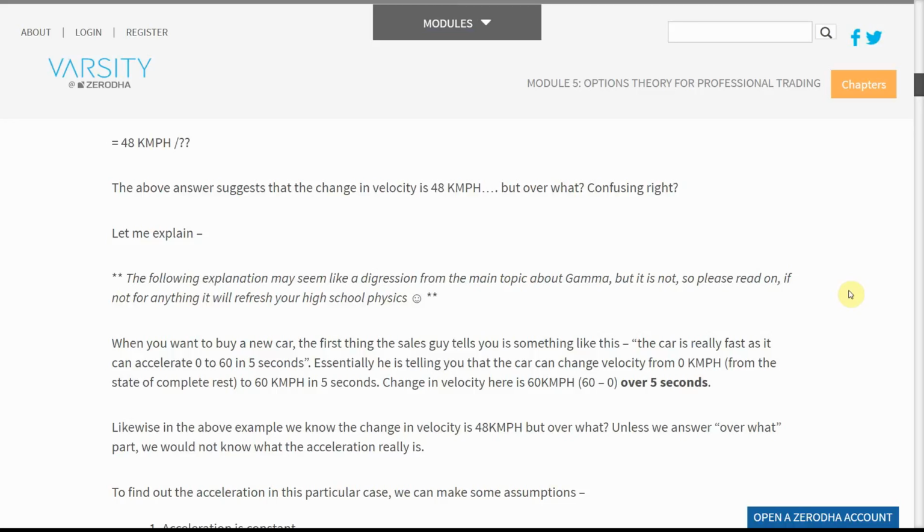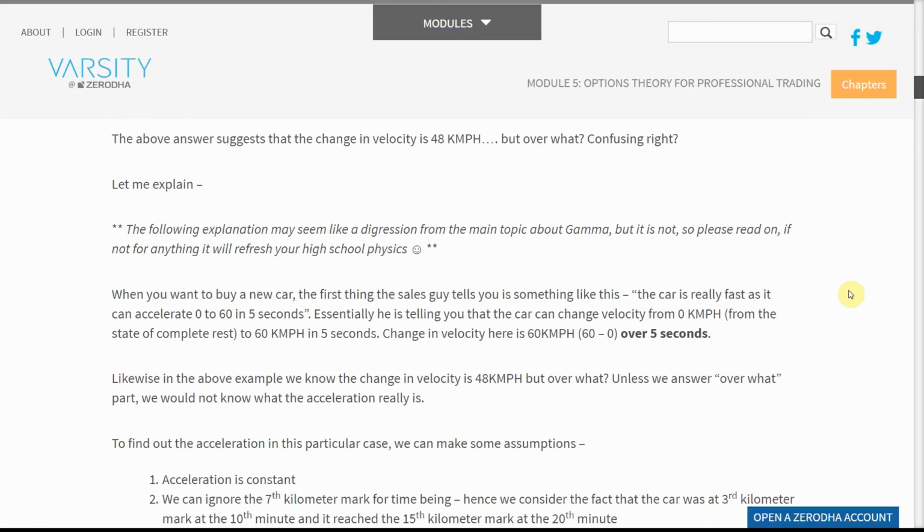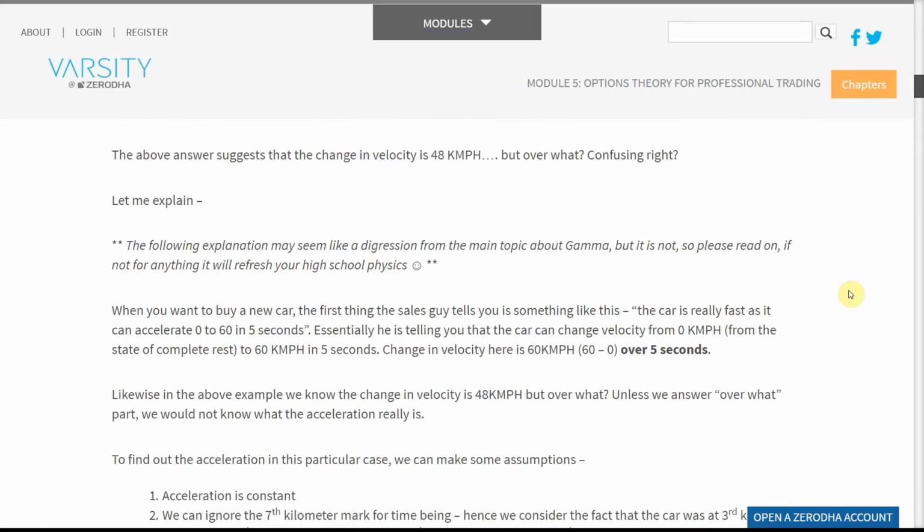Accelerate 0 to 60 in 5 seconds. Essentially, he is telling you that the car can change velocity from 0 kmph, from the state of complete rest, to 60 kmph in 5 seconds. The change in velocity here is 60 kmph, from 0 to 60, over 5 seconds.